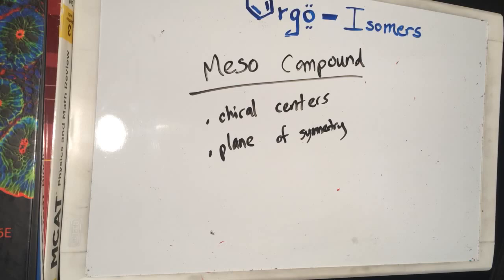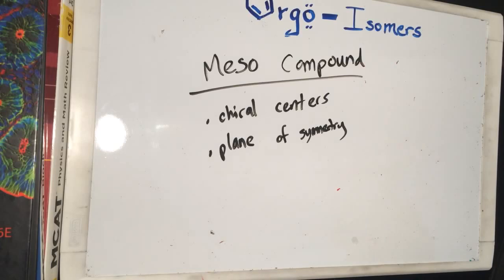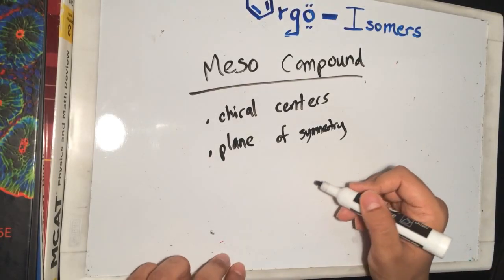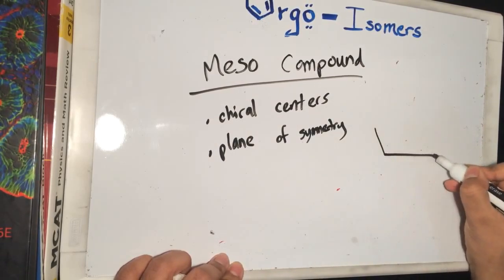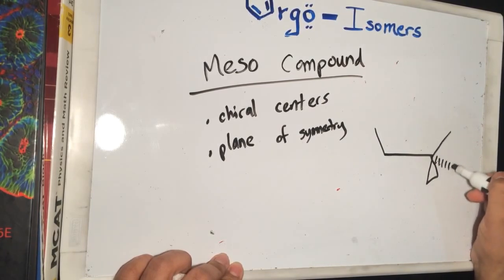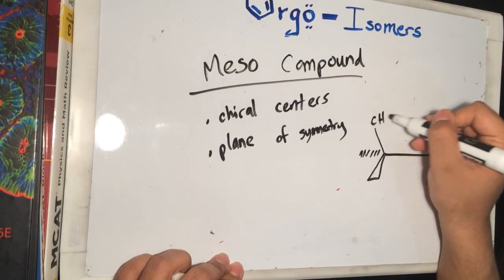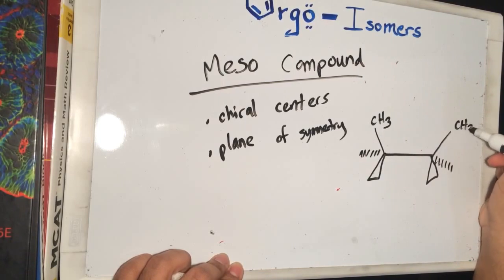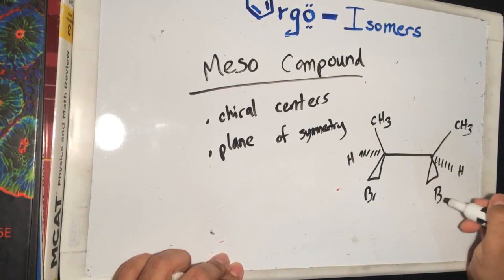And then, symmetrical chiral centers must have opposite configurations. So it must have a plane of symmetry, and wherever the two sides of it, they should have opposite configurations. Let me just show you guys, and then you'll know exactly what I'm talking about. So let's say we have a molecule like this: wedge, dash, wedge, dash. Add a methyl group over here, add a methyl group over here. Hydrogen, hydrogen, bromine, bromine. All right.